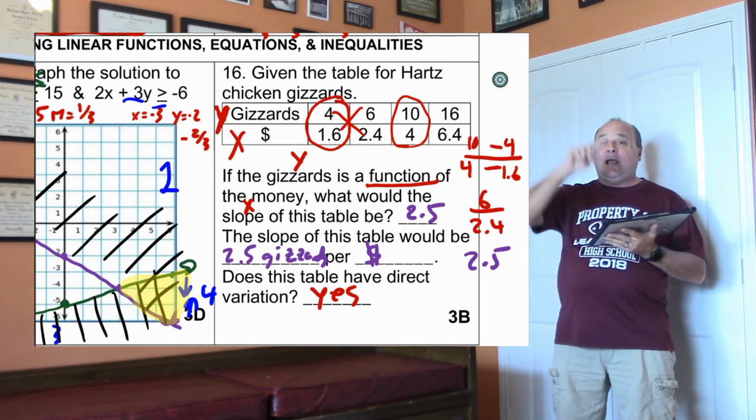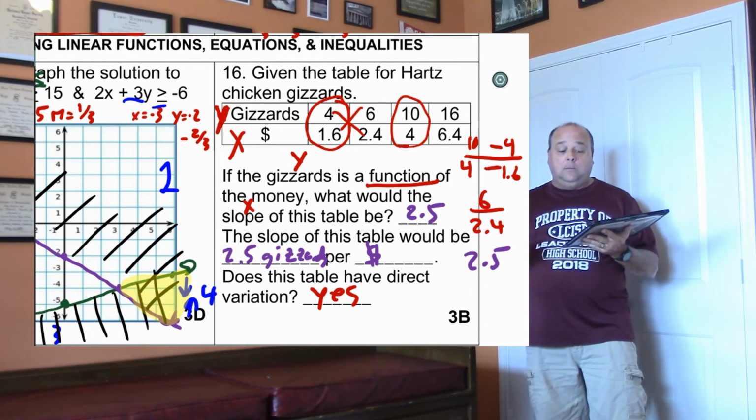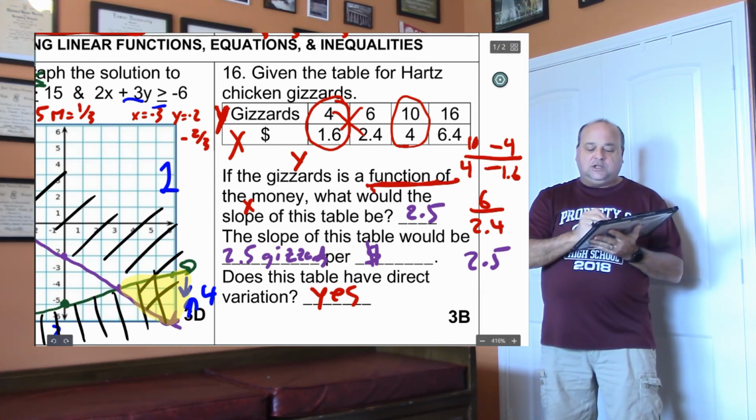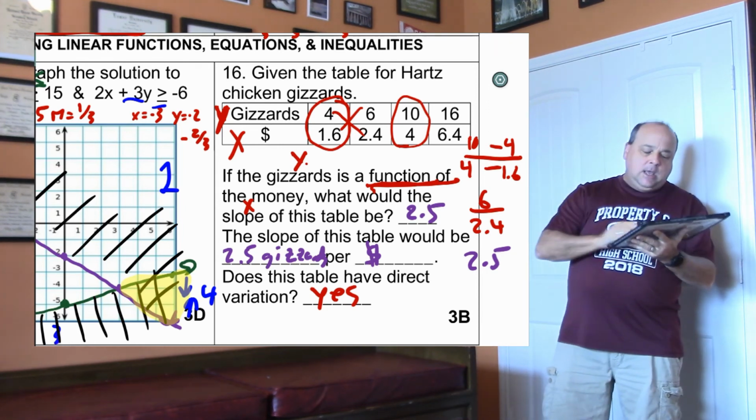Just remember, this table could have the y on top and the x's on bottom, just like this problem. So make sure you're underlining function of and getting your y and x. Y is a function of x.